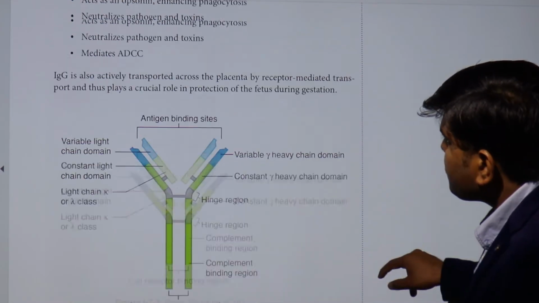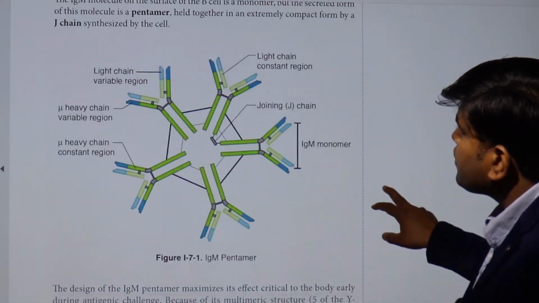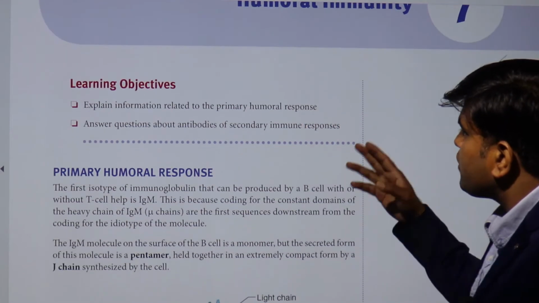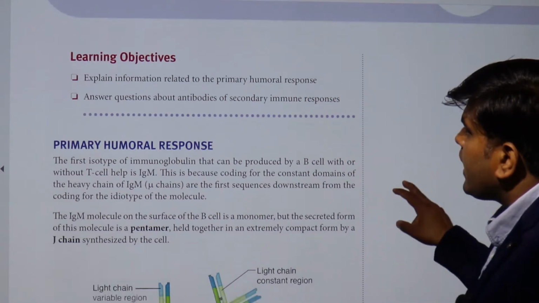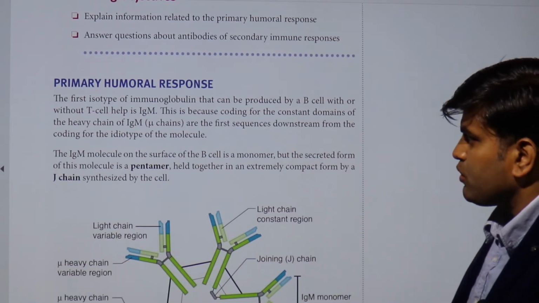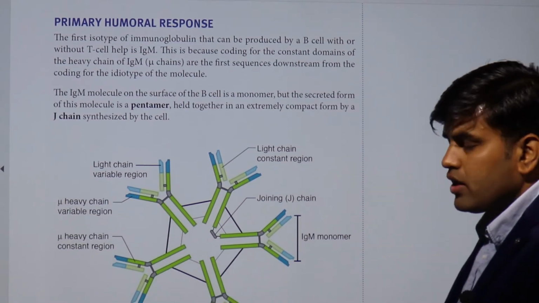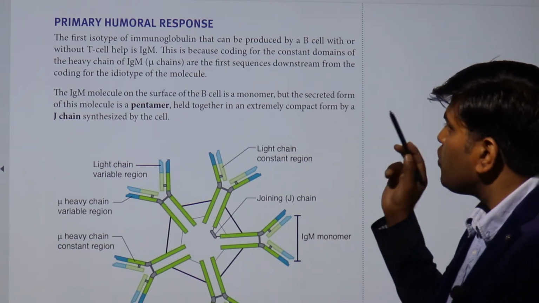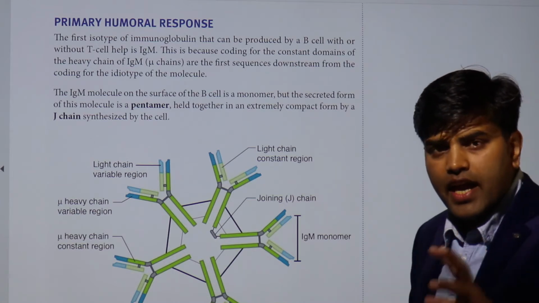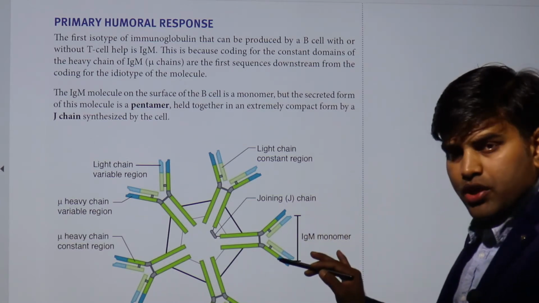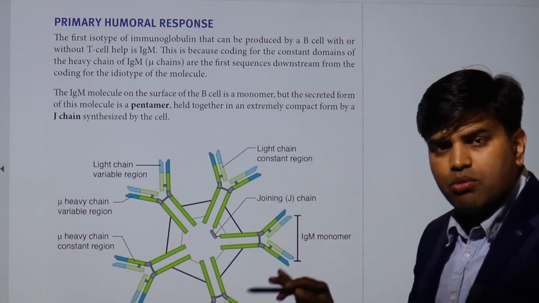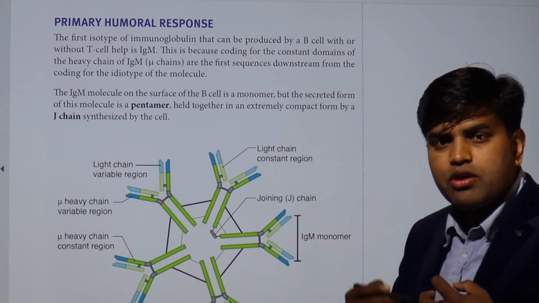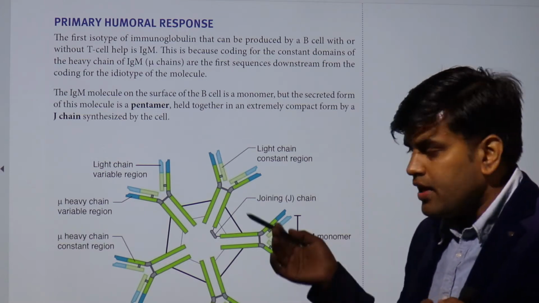So let's now move towards our chapter. We are talking about humoral immunity. The main objective is to explain the primary humoral response and answer questions about antibody in the secondary immune response. In the primary humoral response, the first isotype of immunoglobulin that can be produced by the B cell, with or without activation of the T cell, is IgM. IgM is an antibody formed in your body after the B cell is activated and converts into a plasma cell that secretes IgM.